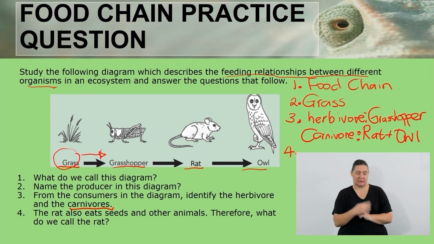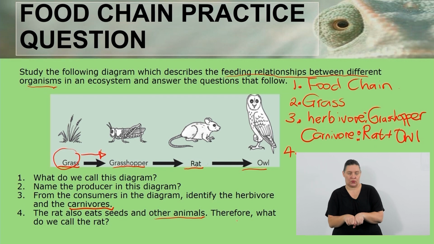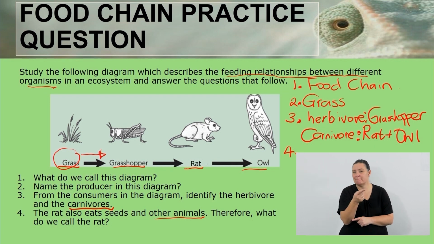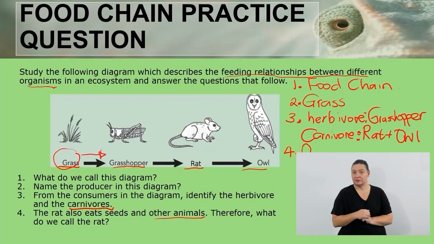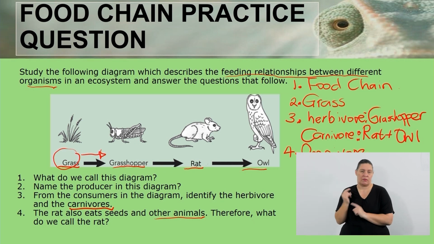So the question says, the rat also eats seeds and other animals. Therefore, what do we call the rat? So the rat is eating seeds, which is plants, and other animals, which is meat. So this makes the rat the omnivore in this case, because it feeds on both the animal and a plant.